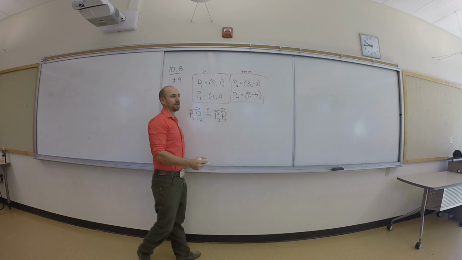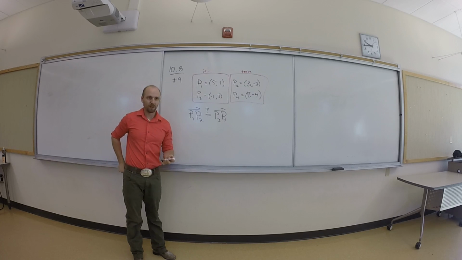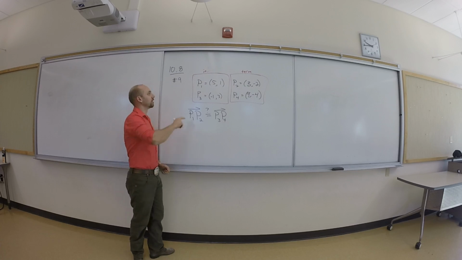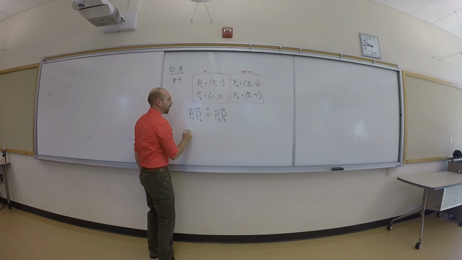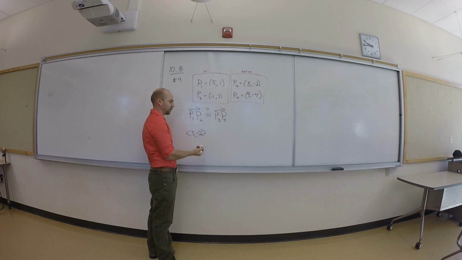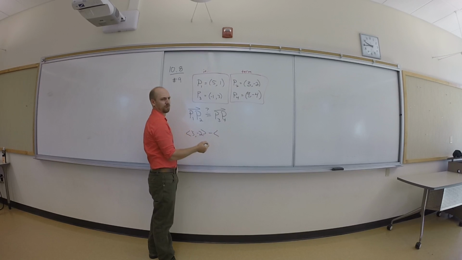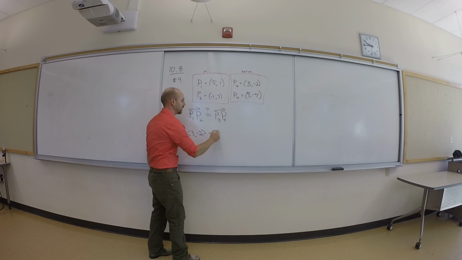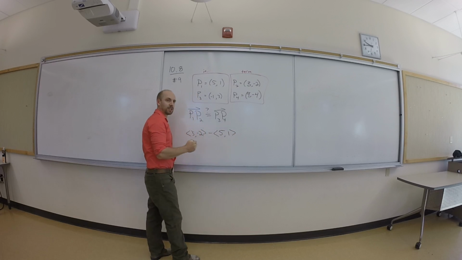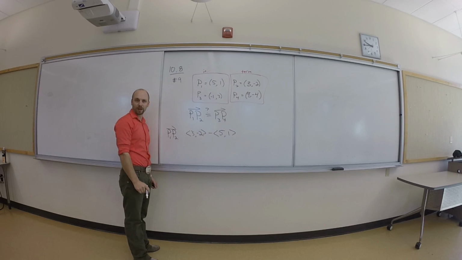So to get the vector that goes from P1 to P2, what do I do? Take the spot you end with and think about it as a vector, so that's 3, -2. So I thought about my terminal point as a vector, and then I subtract the initial point, 5, 1. This is going to give me the vector P1P2, starting at P1, ending at P2. You guys cool with this?